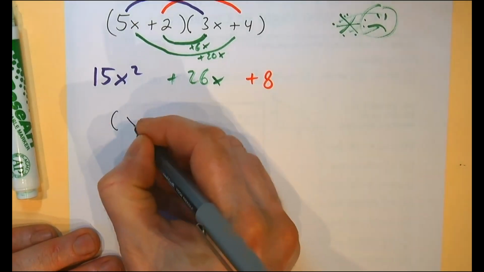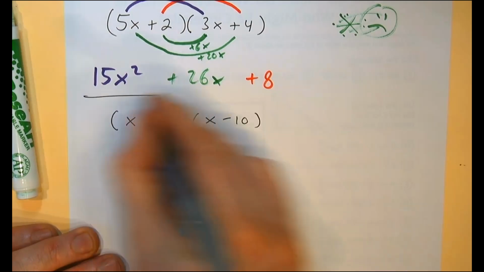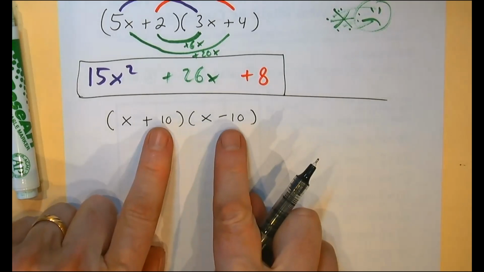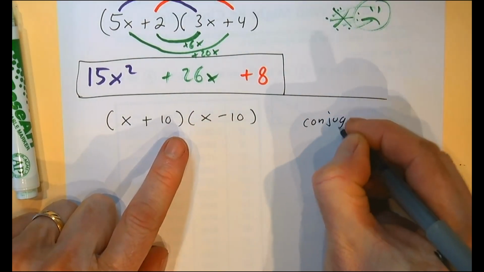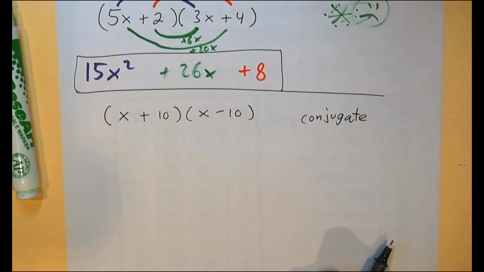I'm going to put something kind of funny. x plus 10, x minus 10. Okay, here's that other answer. Cool. Do you notice these are opposite? Yeah, they have a funny name. They're called conjugates. Conjugate. Okay, it's a kind of funny name. These are opposites. A neat thing's going to happen.